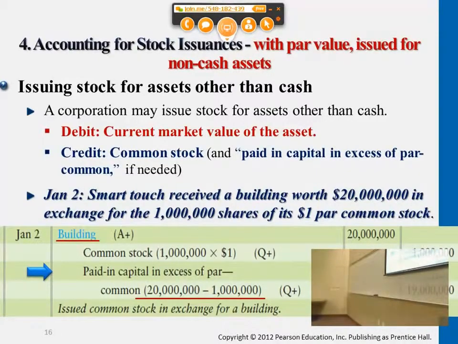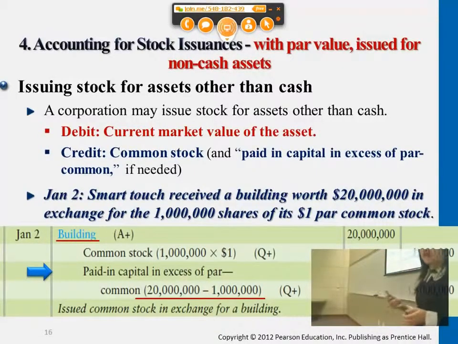So the majority of the examples that you would see for this chapter is issuing stock in exchange for cash alone, raising capital. But sometimes, business to business, they can also issue stock in exchange for other types of assets, not just cash alone. Okay, so this is an example where Smart Touch Company receives a building, then exchanges common stock for a building that's worth $20 million.